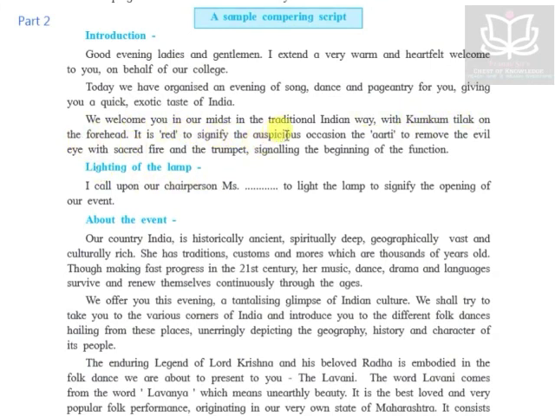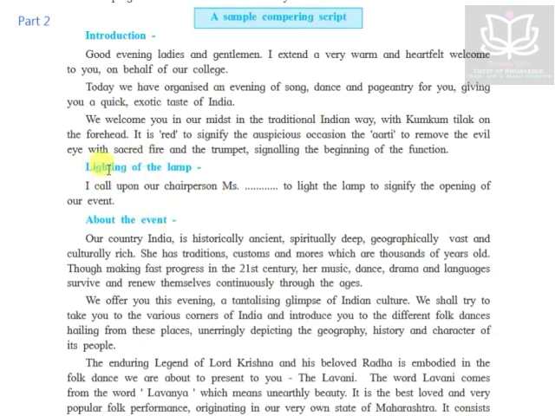It is red to signify the auspicious occasion, the aarti to remove the evil eye with sacred fire, and the trumpet signaling the beginning of the function. This is just a basic example of how the introduction should be. As I have said, while performing this script you should be clearly heard. Like I am trying to keep my voice in a continuous format where everybody will be able to hear me properly, especially words such as kumkum tilak, red, auspicious occasion, aarti, trumpet.